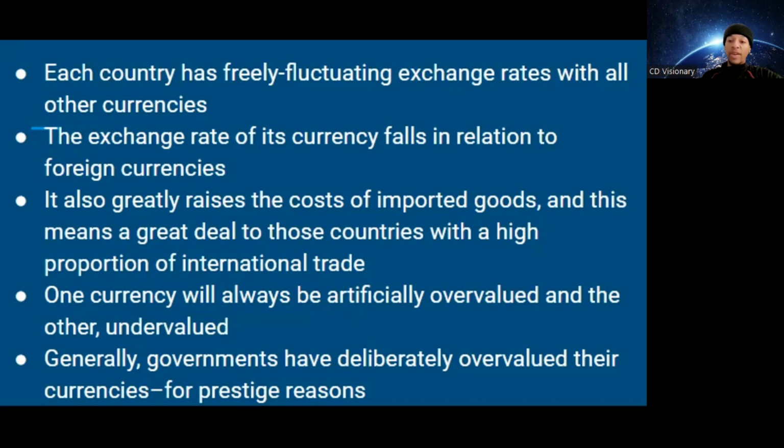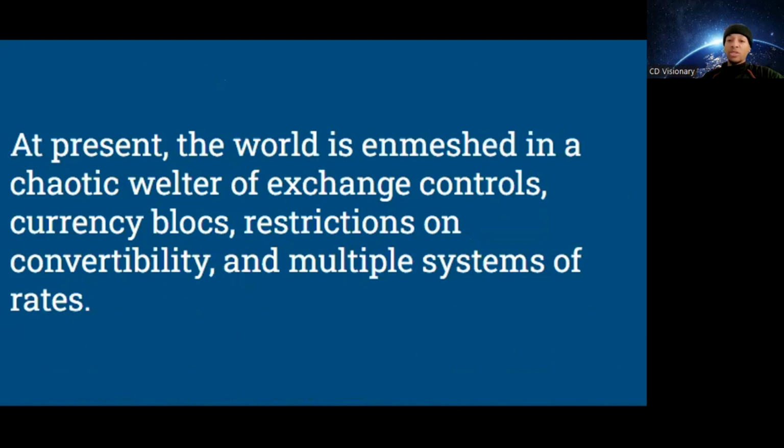One currency will always be artificially overvalued and the other undervalued. Generally, governments have deliberately overvalued their currencies for prestige reasons. So let's say there's a trade between America and Japan. If America has an undervalued artificial currency, then the cost of their exports to Japan will be cheaper. Whereas if Japan has an overvalued currency, then their exports to our country will be more expensive. At present, the world is enmeshed in a chaotic welter of exchange controls, currency blocks, restrictions on convertibility, and multiple systems of rates.